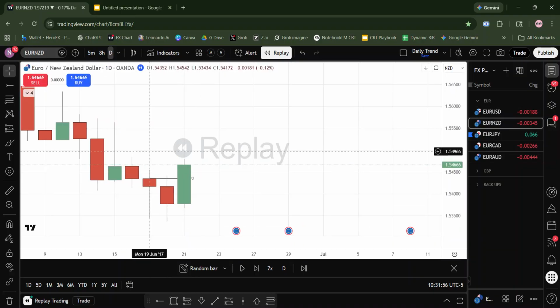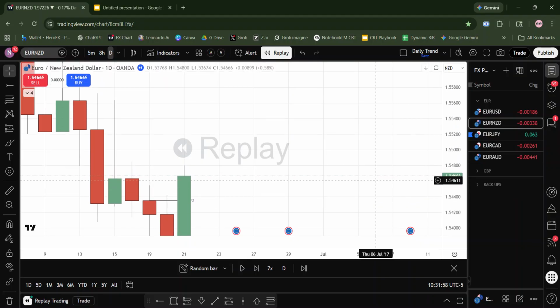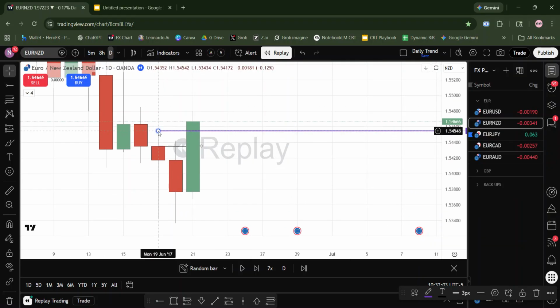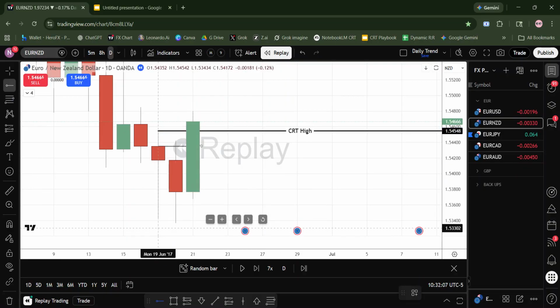But I'm looking for a little bit of a stronger close on candle 3. So candle 3s. Now this one would qualify, because here is the candle range high. Here's the candle range low.